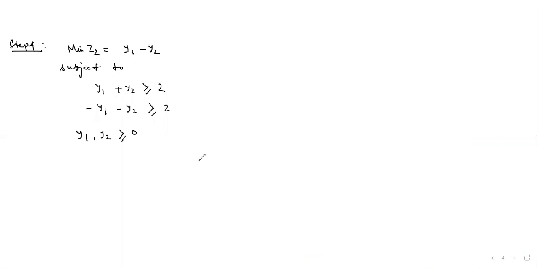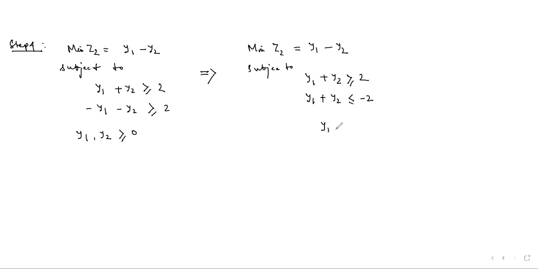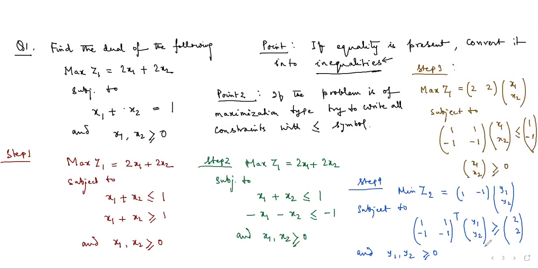Now, from there, you see that we can further simplify it to write min z2, which is equal to y1 minus y2 subject to y1 plus y2 greater than or equal to 2, and we can write it as y1 plus y2 less than or equal to minus 2, y1, y2 greater than or equal to 0, if you wish. If you want to write it in terms of mixed inequality containing both greater than type and less than type, we can do it.